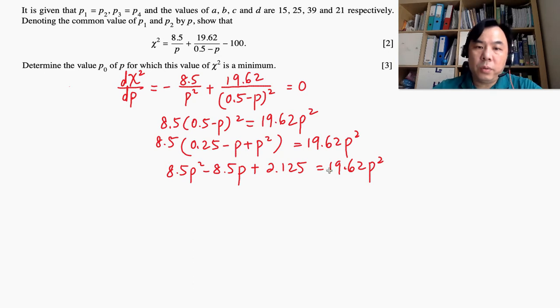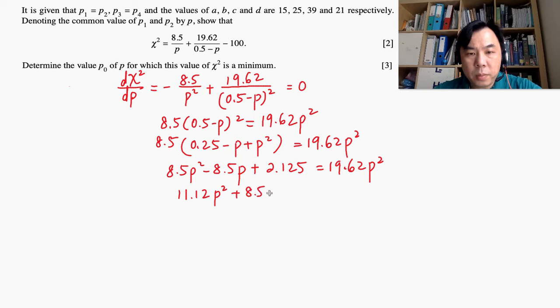And then by rearranging this, I will get, let me just confirm the number in case I make a mistake here. So I will get 11.12 p squared plus 8.5 p, and then after that minus 2.125 equal to 0 there. All right.